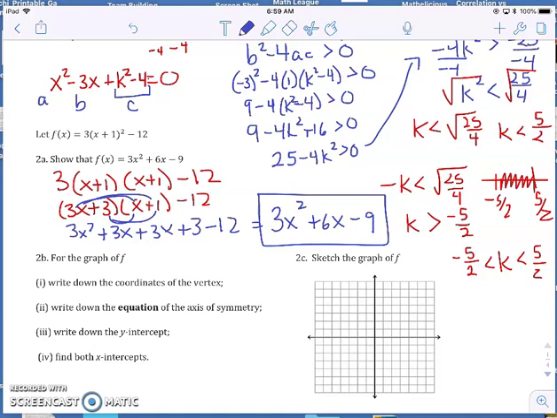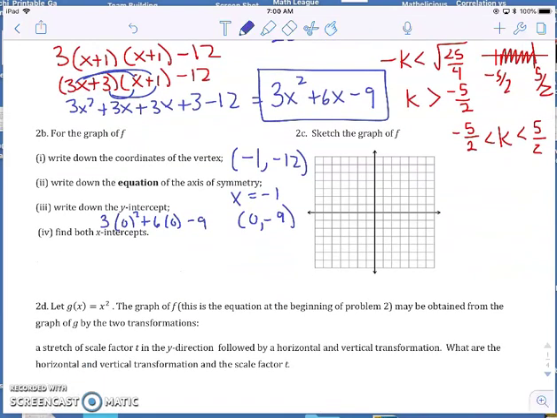For the graph, write down the coordinates of the vertex. So your vertex, well, we have it in vertex form right up here. So our vertex would be negative 1, negative 12. Write down the equation of the axis of symmetry. Well, that goes through our vertex, so x equals negative 1. Write down the y-intercept. Well, I'm going to use the second equation. So we have 3 times 0 squared plus 6 times 0 minus 9. So it's 0, negative 9.